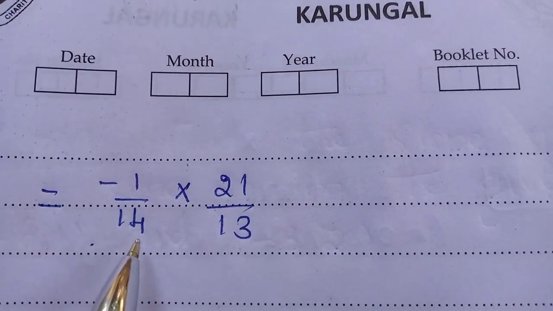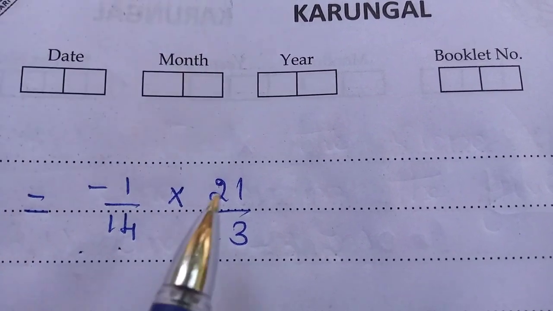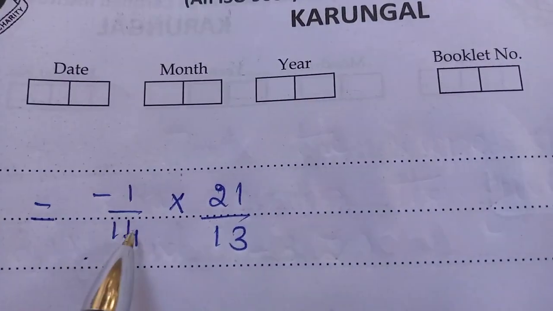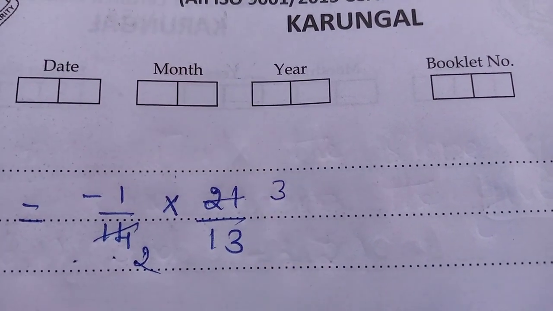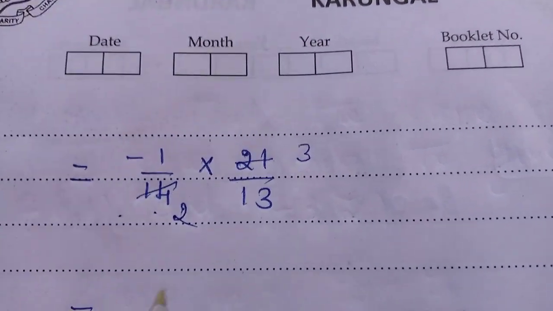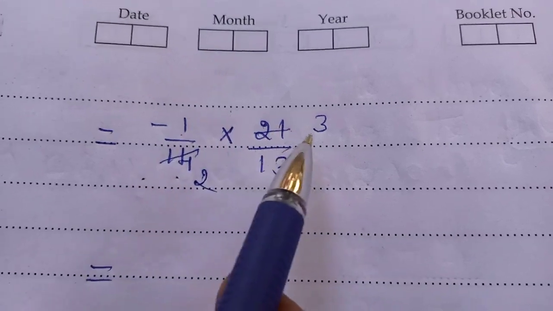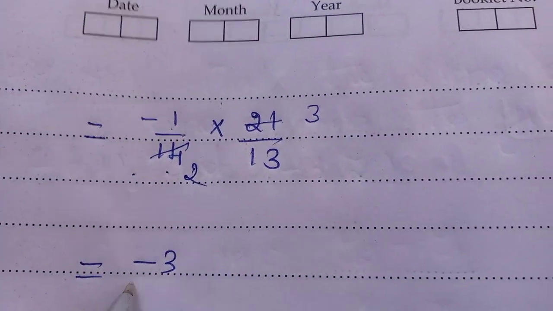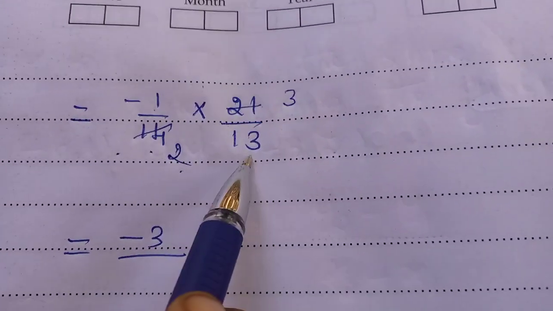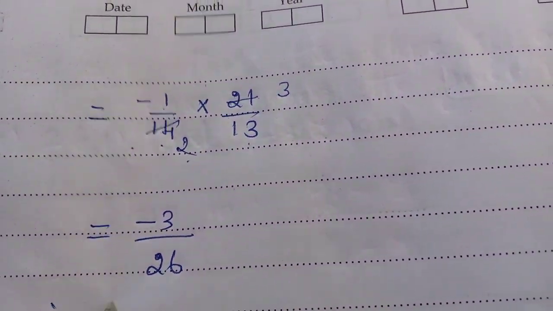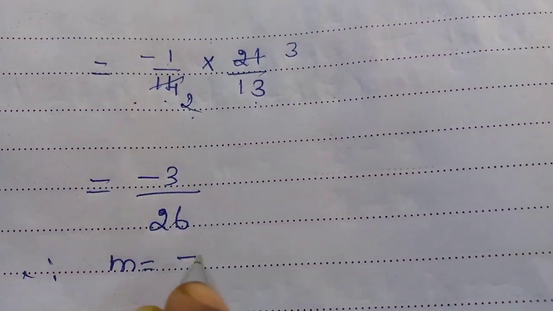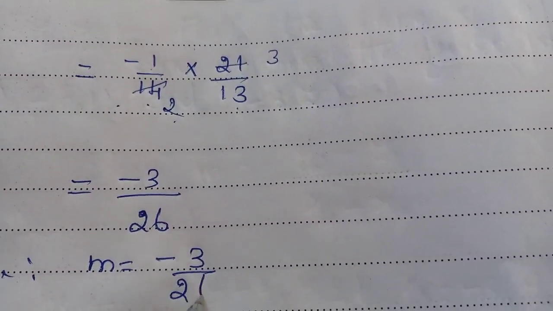Yes. We can divide the 14 and 21 using the 7 table. Here 2 7s are 14, 3 7s are 21. What else? We have minus 1 into 3, minus 3 divided by 2 into 13s are 26. Okay. Therefore, m is equal to minus 3 by 26. Understood?